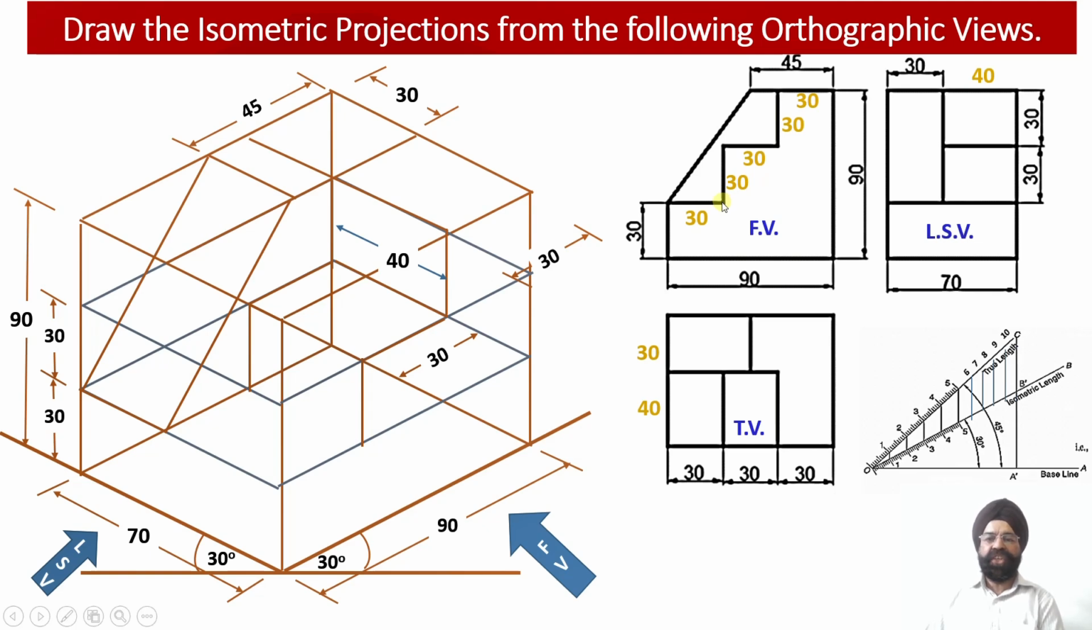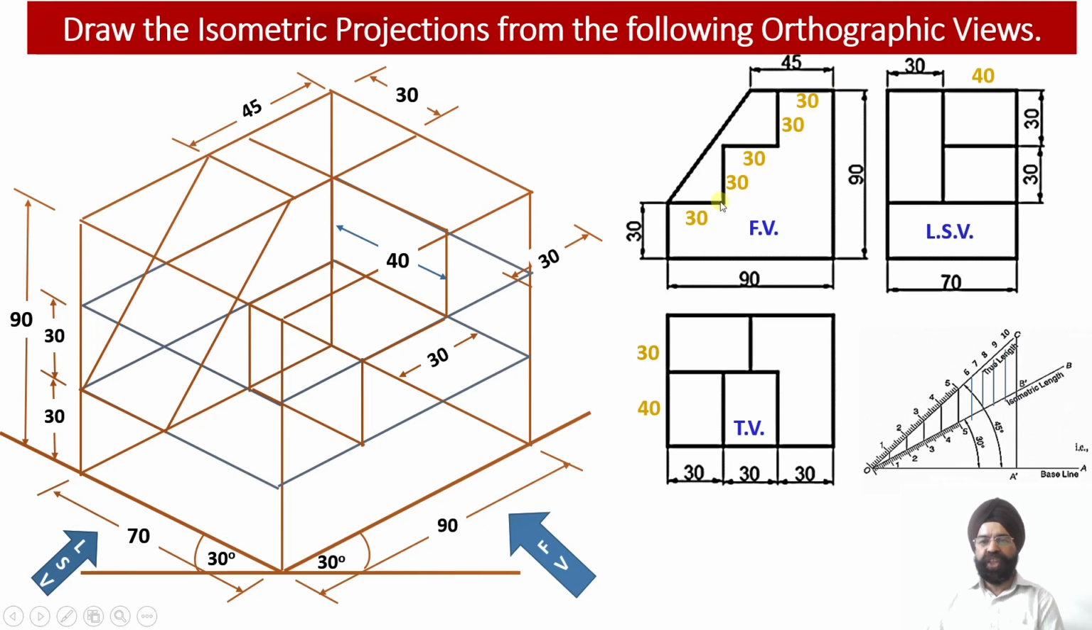So once I reach this point, one vertical projector from here 30 millimeter downwards, and another vertical projector from here 30 millimeter downwards I have obtained, and this distance between the two rings I have already marked equal to 30 millimeter. So this is equal to 30 millimeter. Now this vertical portion of the second step has also been derived.